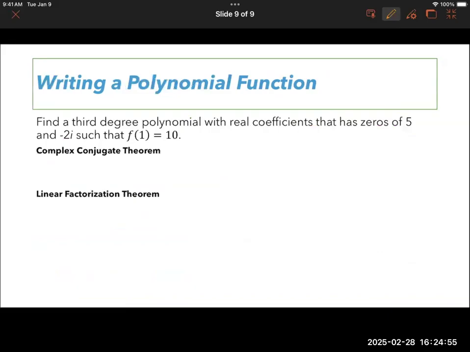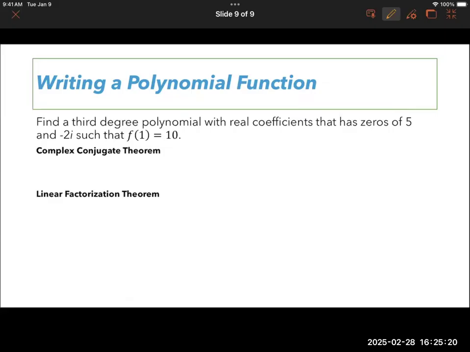All right. One other type of problem that I want to talk about quickly is what if we are asked to do basically the reverse of all of this? So instead of being given the polynomial function and asked to find the zeros or possibly the factors, what if we are given the zeros and asked to come up with what the function might be?